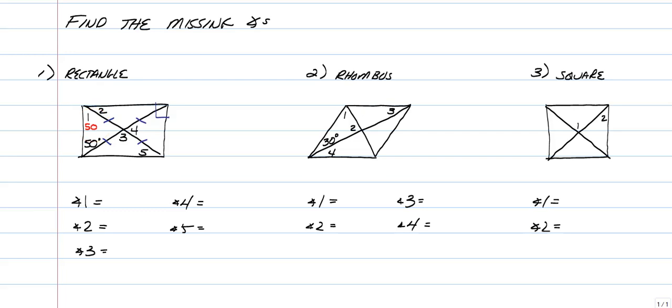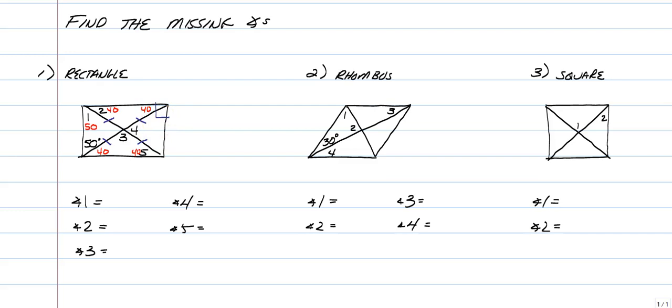But the other thing we know is that with angle 2, remember these entire angles in the corner are going to be 90 degrees, so angle 2 is going to be 40. Same with this one, same with this one, same with this one. So that's how you're going to find most of these in a rectangle. Also, because it didn't ask for them, but those two would be 50 as well.